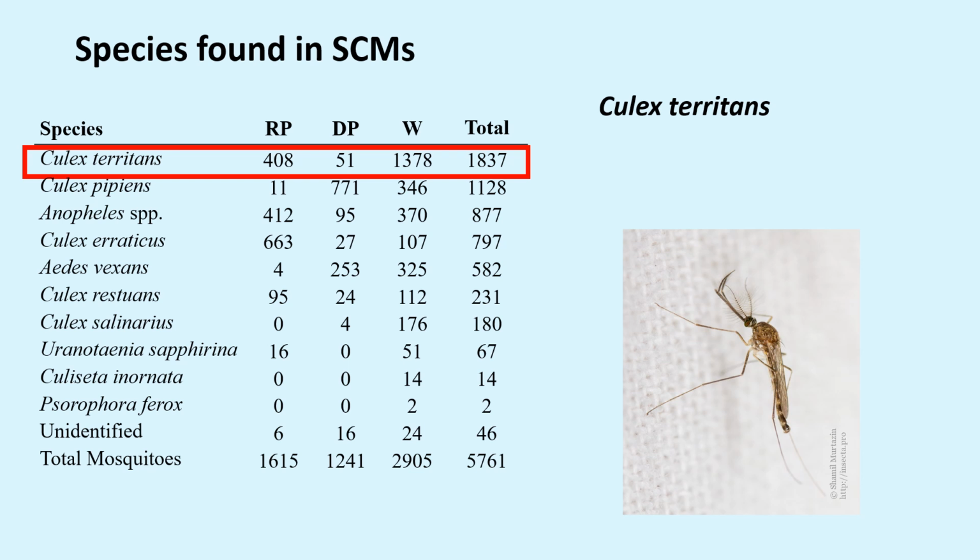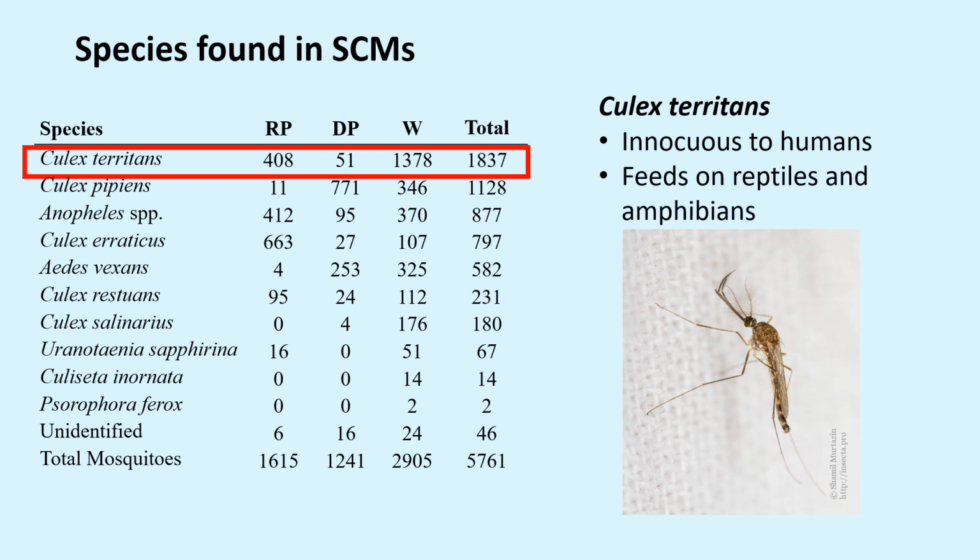And I think the reason for that is because it is innocuous to humans. As far as we can tell, it feeds primarily on things like reptiles and amphibians. Because it doesn't bite people or even pets and livestock, it's not really considered a nuisance pest or a vector pest. But that was the most dominant species that we have here, and you can see that it's very common, especially in the wetlands, but also not uncommon in the other two sites as well.